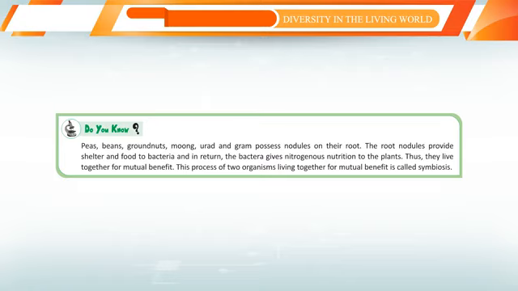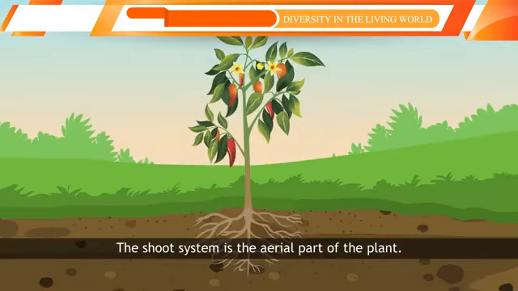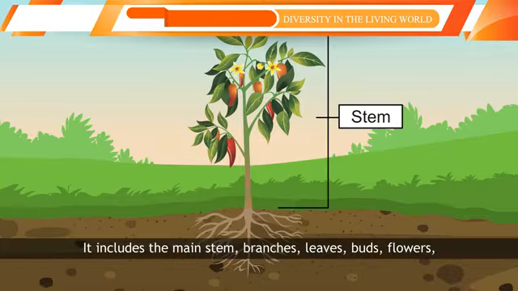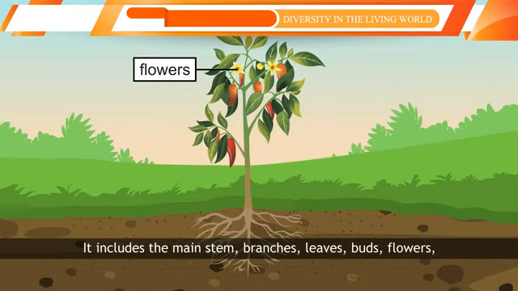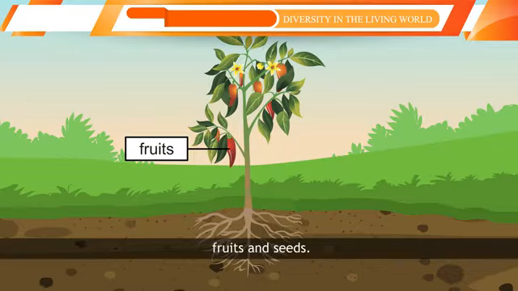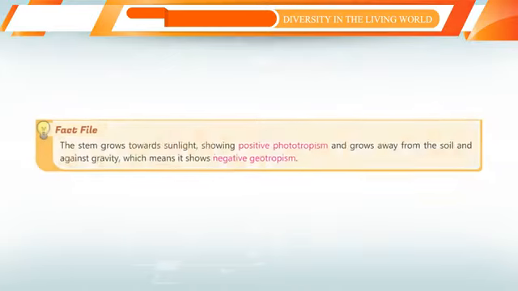This process of two organisms living together for mutual benefit is called symbiosis. Shoot system. The shoot system is the aerial part of the plant. It includes the main stem, branches, leaves, buds, flowers, fruits and seeds. It develops from the plumule of the seed.